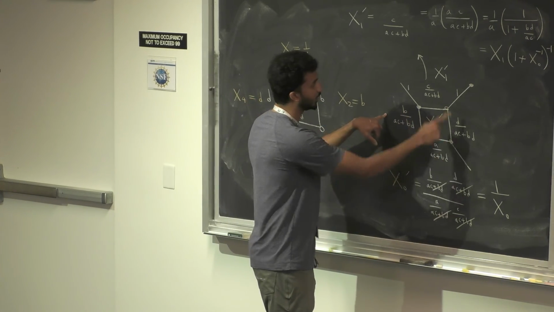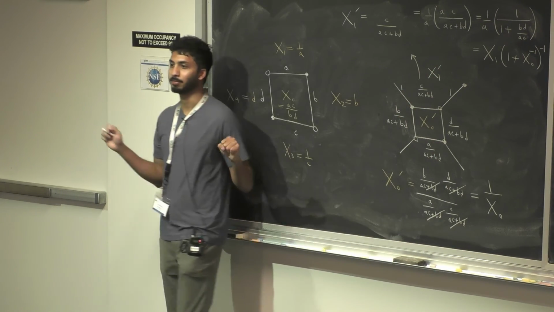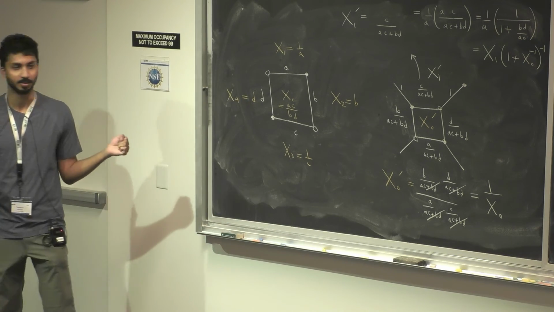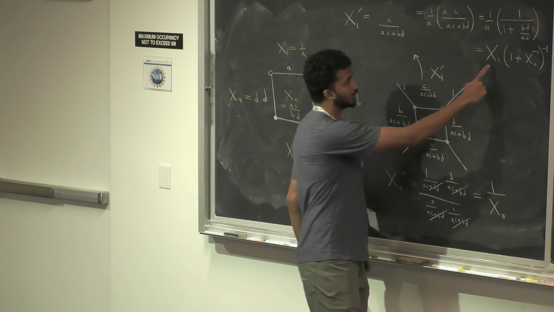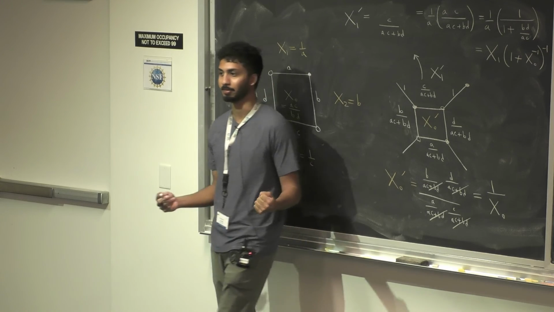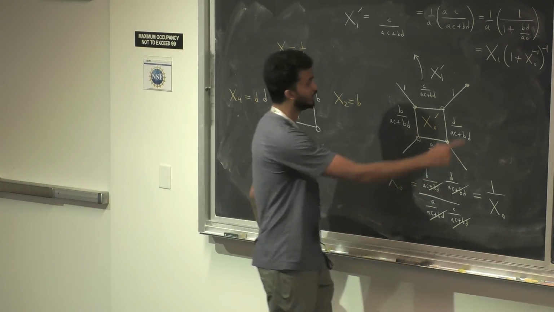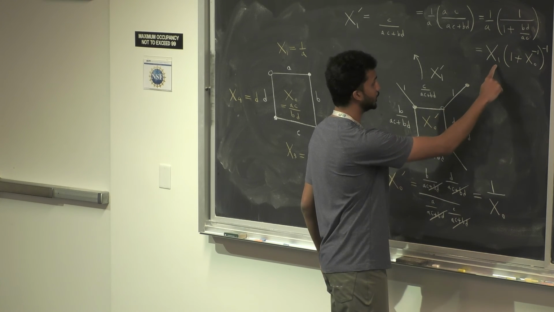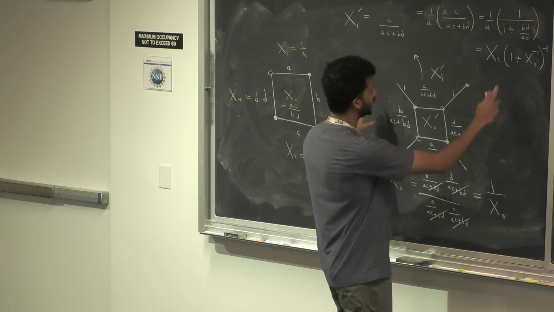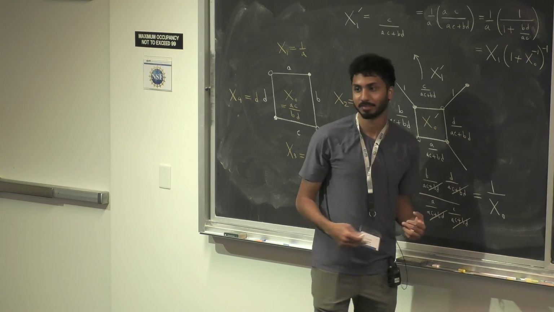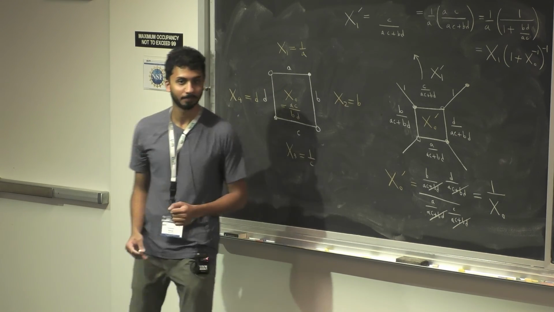And similarly, you can figure out what the other formulas are for how the other x variables of the faces transform. And notice that this is not the cluster mutation formula that we've been seeing so far. So these variables don't transform like cluster algebras. They have a more complicated transformation rule. And this is what is perhaps more natural from the point of view of the diamond model.